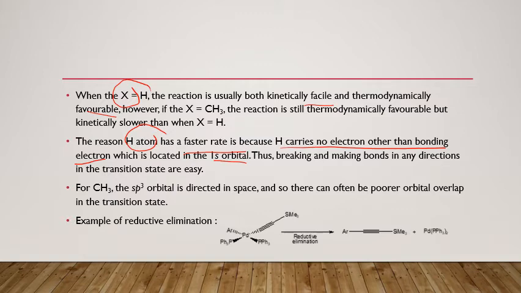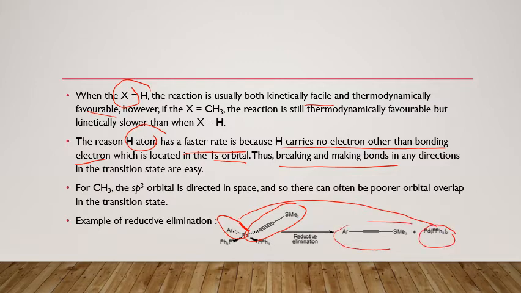If the hydrogen atom has no electron other than the bonding electron, making and breaking bonds in any direction in the transition state is easier. For the CH3, the sp3 orbital is directed in space, so there can often be poorer orbital overlap in the transition state. These are examples of the reductive elimination here, where 2 of the ligands are removed and become only this complex. And this is the ligand that is removed through the reductive elimination process.